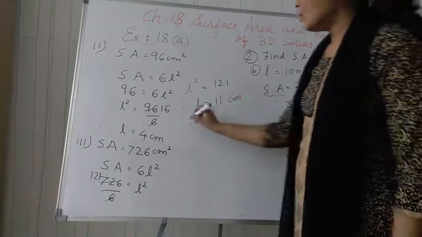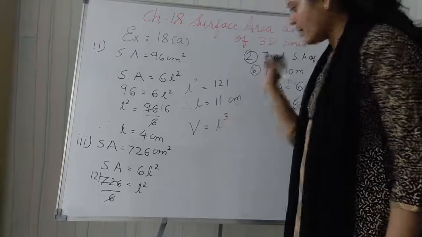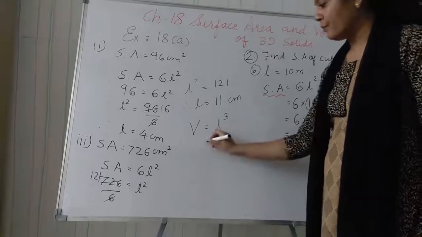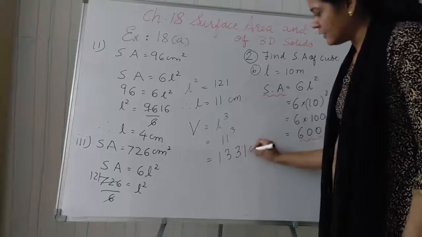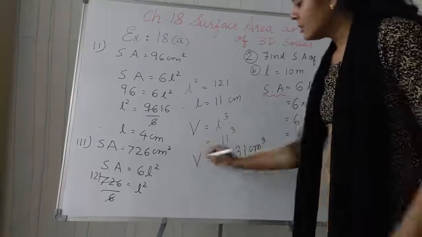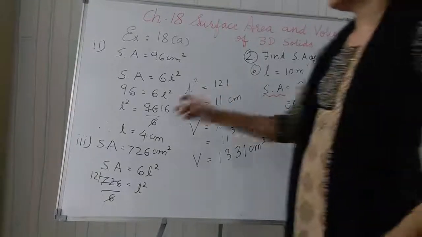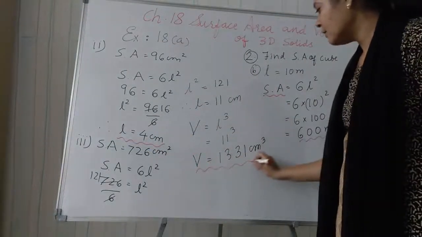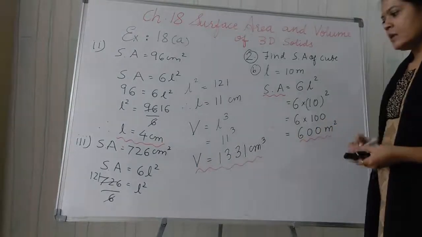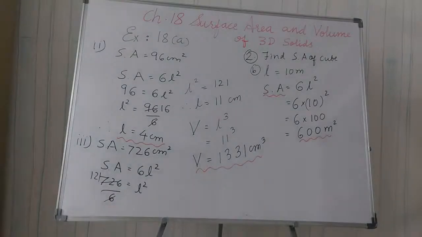Now, as you know, I want to get the value of volume. So I will take the formula for volume of cube, L cube. And 11 cube is 1331 centimeter cube. So here students, you have to apply 2 formulas to get your final answer. So in the second one, length I found as 4 centimeter, and in the third one, volume I found as 1331 centimeter cube. I hope you all understand how to solve this type of question.